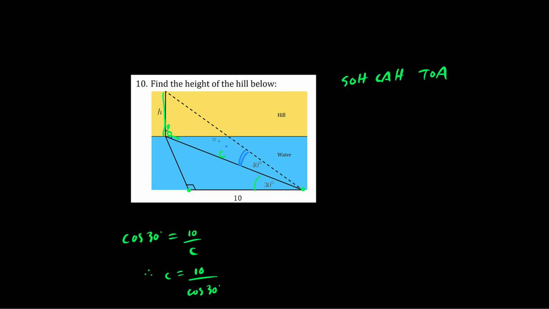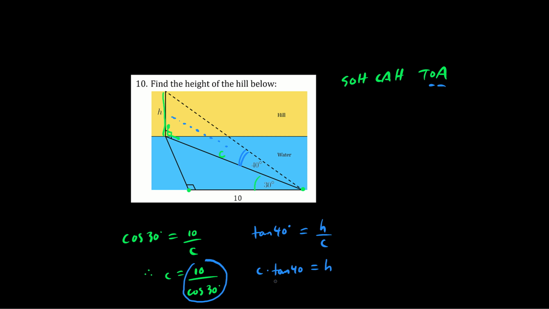We're interested in the opposite and the adjacent, TOA, opposite adjacent. So tan 40 degrees is equal to the opposite, which is H, over the adjacent, which is C. But we know what C is. C is just a number that we previously found out. So therefore, multiply both sides by the denominator. We have H is equal to C times tan 40.